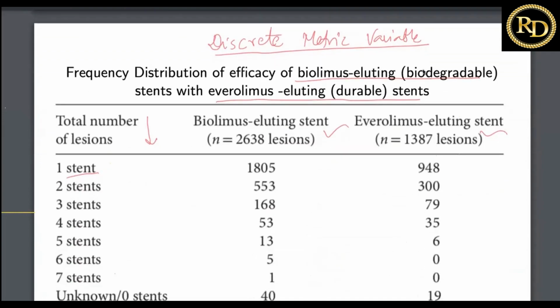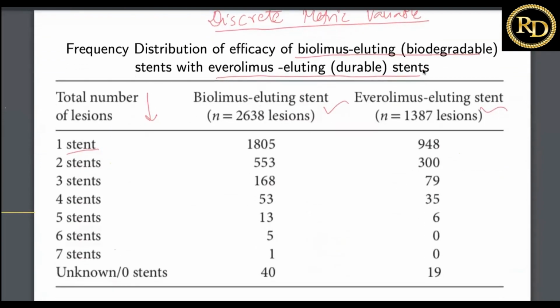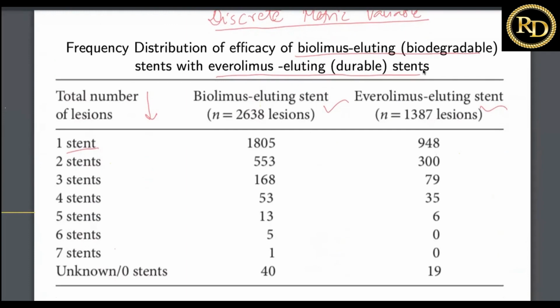So how to present a discrete metric variable? You can see this example. This is the frequency distribution of the efficacy of a biodegradable stent compared with a durable stent. You can see the total number of 1 stent, 2 stents, 3 stents. So this is a discrete metric variable, and this is the frequency distribution in these 2 categories.